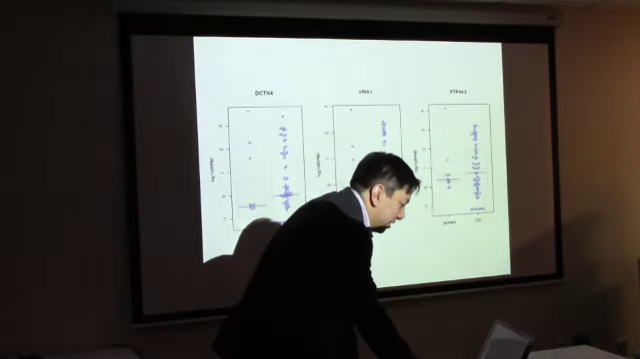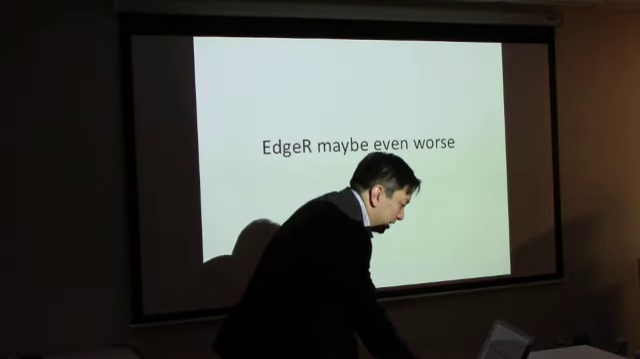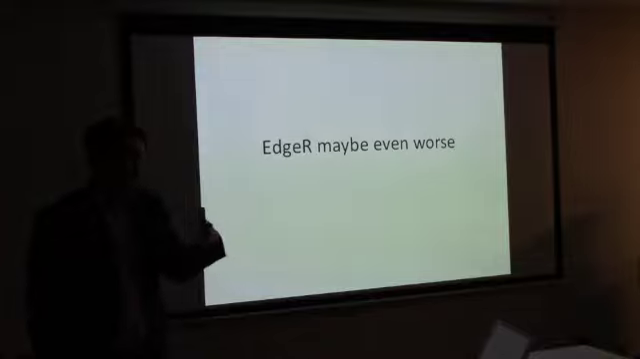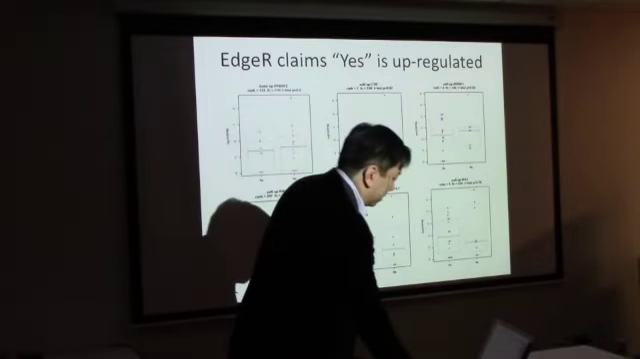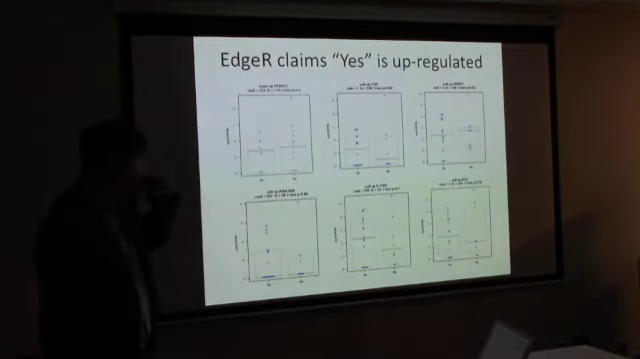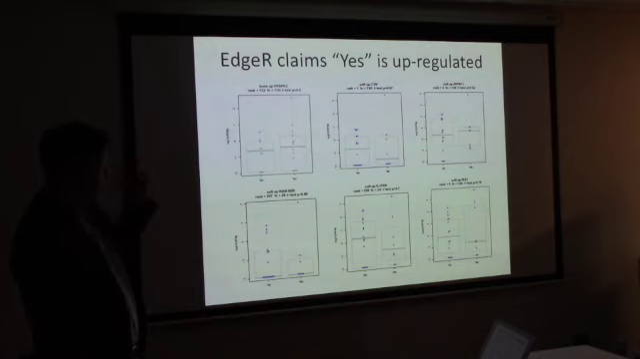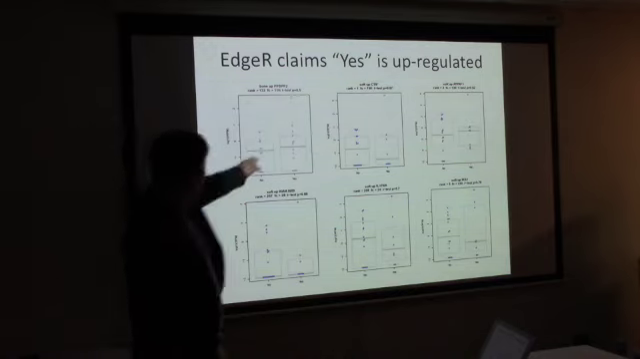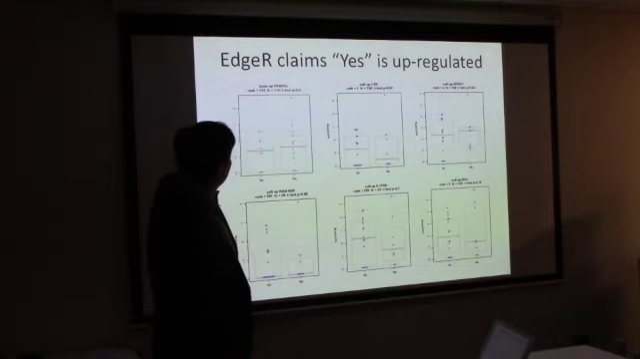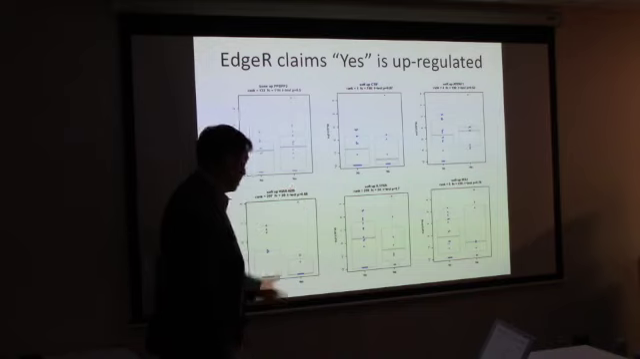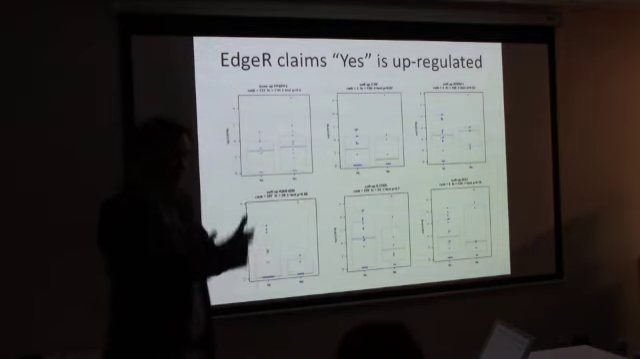Okay, so then EdgeR is the other big one that people use, and maybe this is even worse. So these are all the differentially expressed genes. And you can see that it's really not, right? It's really not. And so when you did a formal t-test, there's nothing there, but EdgeR was spitting these things out.